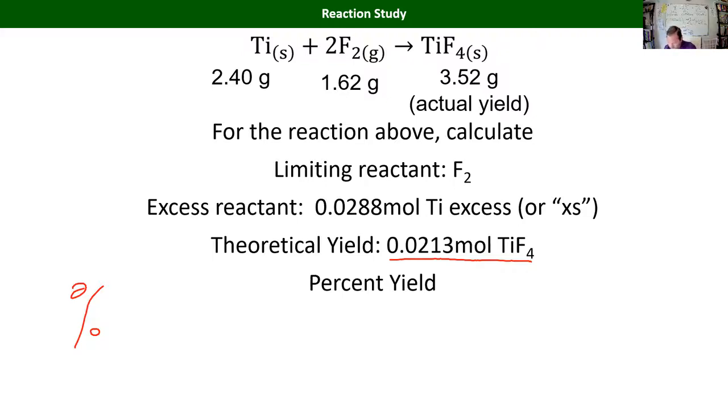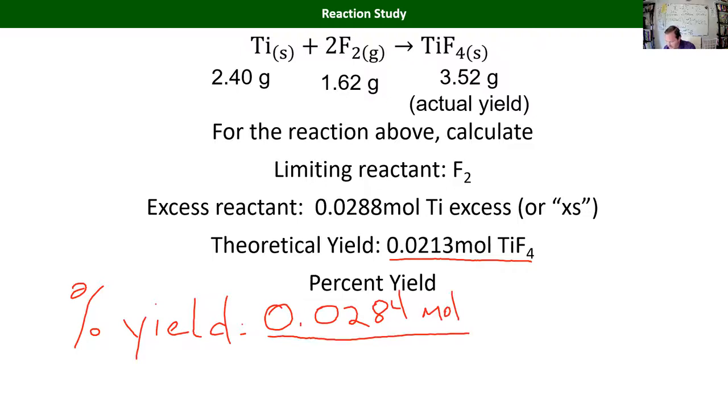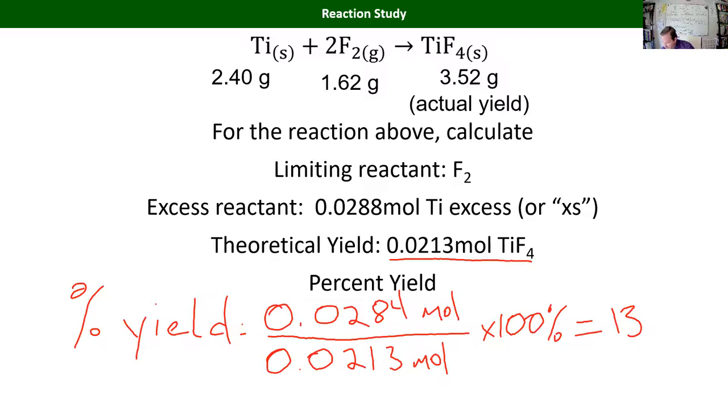So percent yield: 0.0284 moles. It's always actual over the expected. 0.0213 moles expected, times 100%. We actually, in this case, get a percent yield that's over 100.